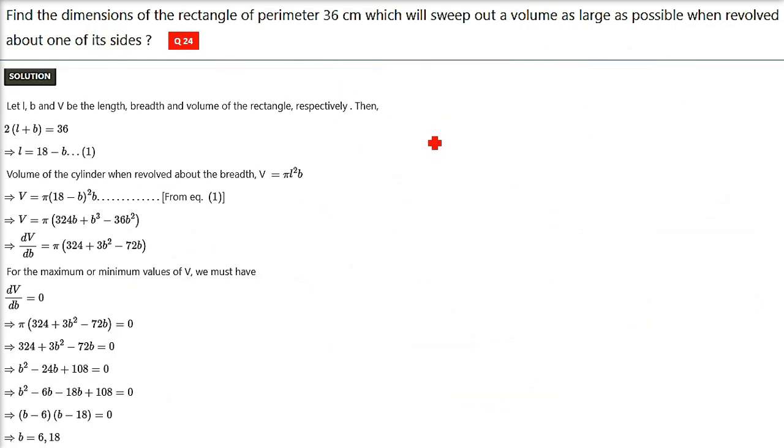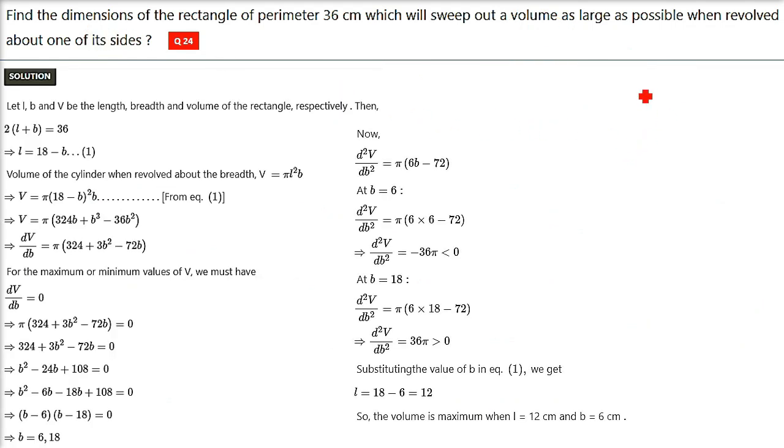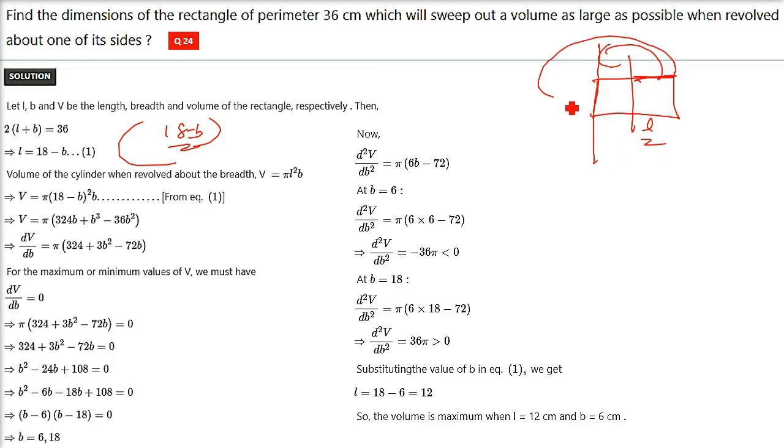So the diagram you need to make, because most of the time students will think that normally we revolve it around the center line, but here it is not. You are revolving it around the breadth b, or the height actually. You can call it a height in this case. All other things remain the same, making the expression, equating it to 0, all this.